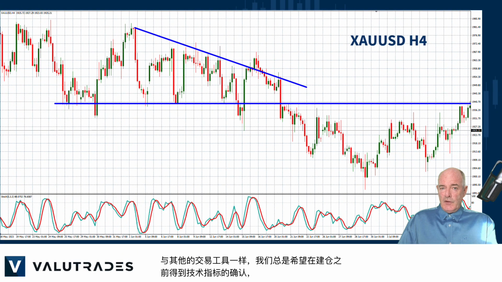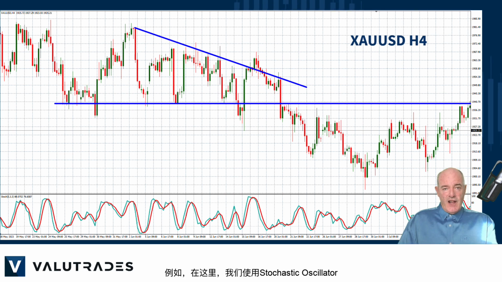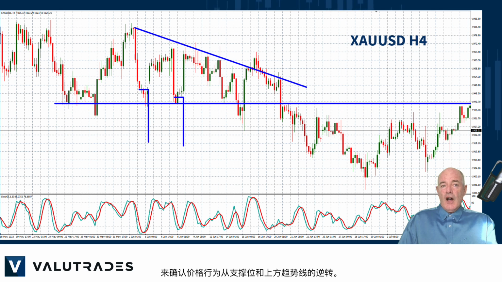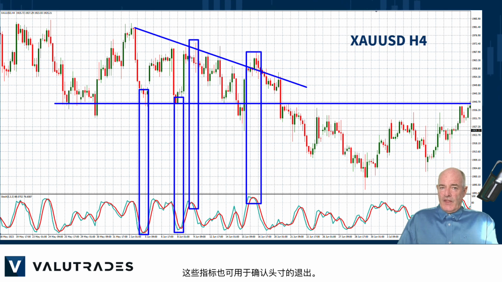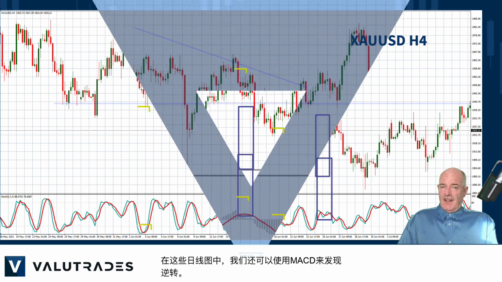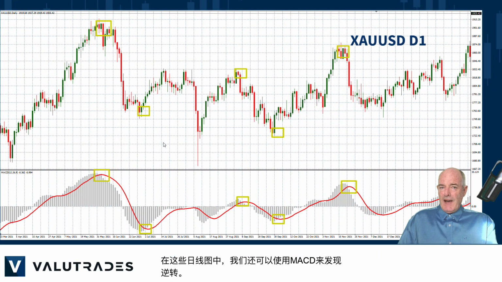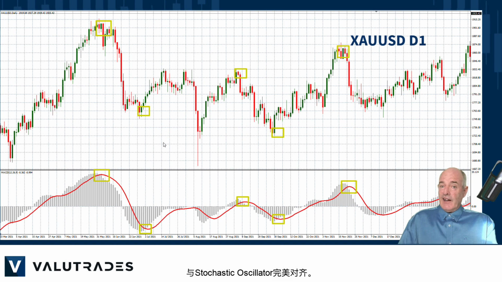Like any other instrument we trade, we always want confirmation before entering a position, and technical indicators are important. Here, for example, we are using the stochastic oscillator to confirm the reversals of price action off a level of support and off the upper trend line. The indicators can also be used to confirm the exiting of positions as well. In these daily charts, we can also use MACD to spot reversals. The yellow boxes indicate where the signal line left the MACD histogram, corresponding with price action reversals, aligning perfectly.